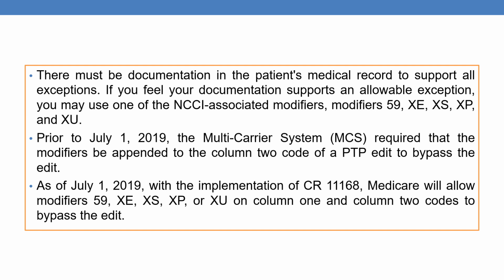Prior to July 1st, 2019, the multi-carrier system MCS required that the modifiers be appended to the column 2 code of a PTP edit to bypass the edit. As of July 1st, 2019, with the implementation of CR 11168, Medicare will allow modifiers 59, XE, XS, XP and XU on column 1 and column 2 codes. They can be applied to both the codes to bypass the edit.